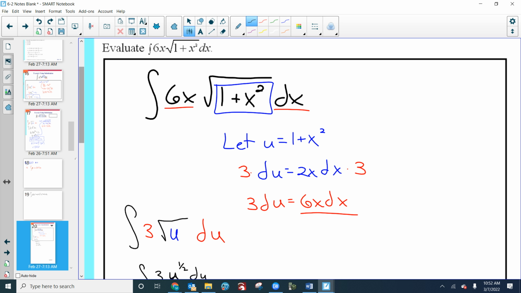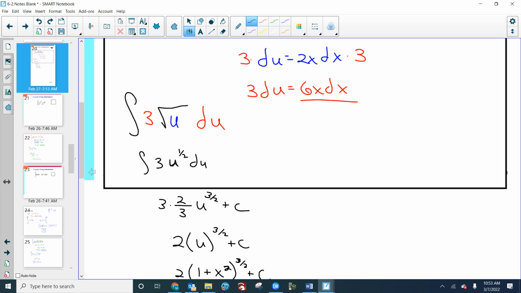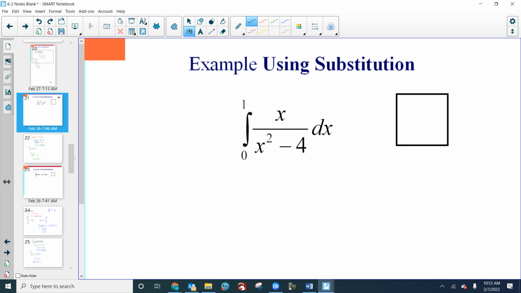Here's another area people go wrong. They don't take the full inside of the square root. Some students will just let u equal x squared. And the problem is you'll have a 1 plus u on the inside, and it'll just be an ugly antiderivative. Okay, you're making it more difficult. Help me out. Any questions? All right, we're gonna do one more for today. One with bounds.